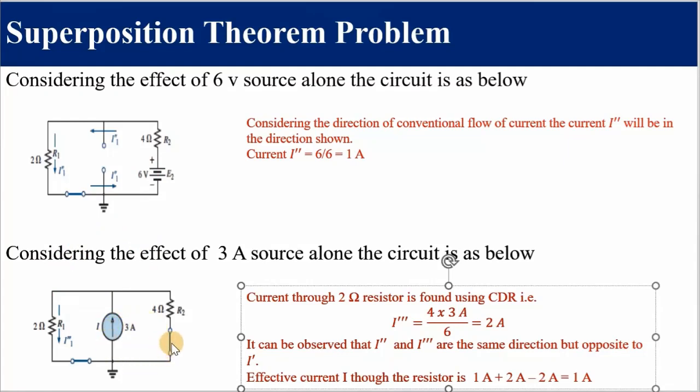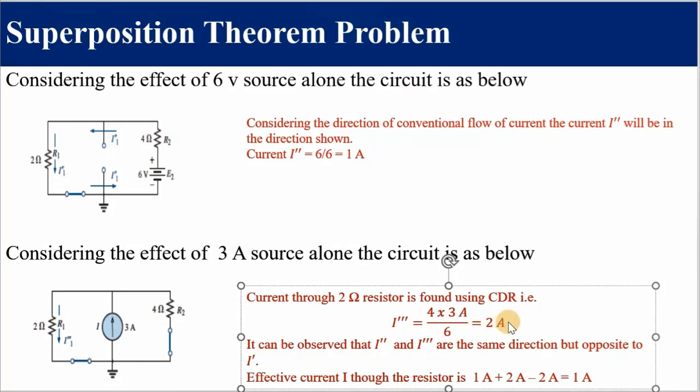And we are going to replace E2 with a short circuit, E1 with a short circuit, and this is a parallel circuit. The current going in this direction, we have designated as I triple prime. And how do we find it? We say 4 times the input current divided by the sum of the parallel combination. That's 4 times 3 amps divided by 4 plus 2, that's 6. So this is going to give us 2 amps.